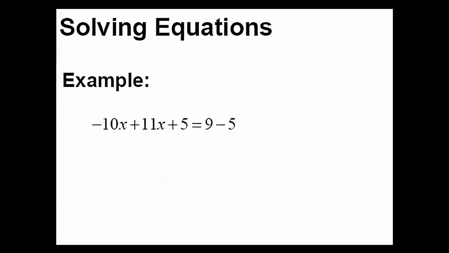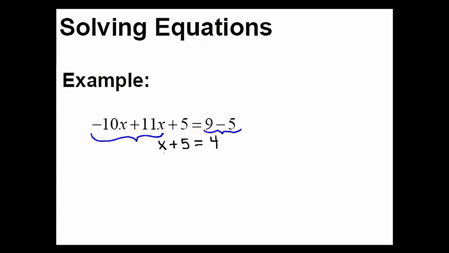Let's go back to numbers and look at a couple more equations. On the left-hand side, notice we have some like terms. We can simplify those as long as we stay on the left-hand side. So the negative 10x and 11x can go together. That will give us a positive 1x or just x. Bring your equals straight down. If we stay on the right-hand side, we can simplify that expression. 9 minus 5 gives us 4. And now we have just a one-step equation to solve.